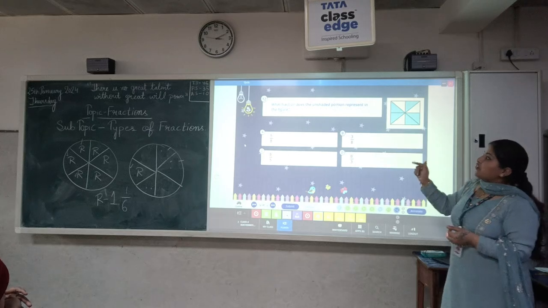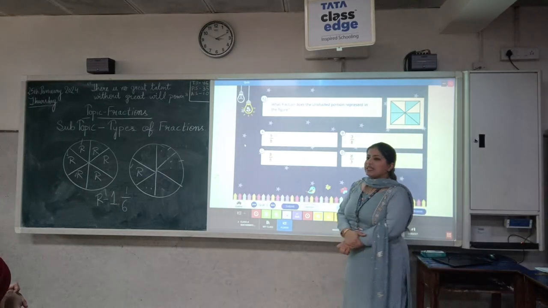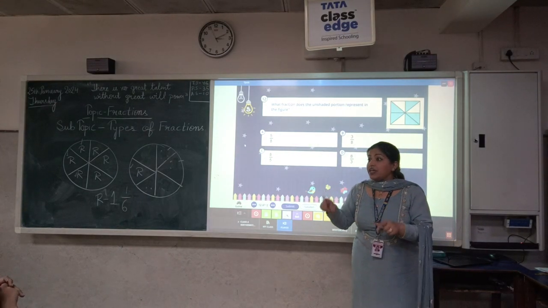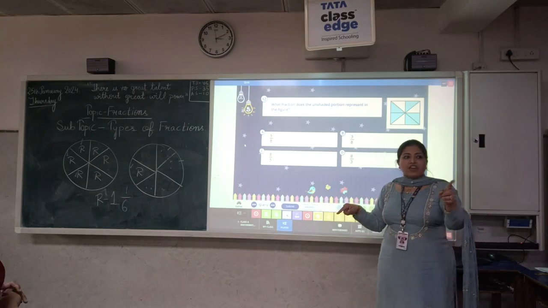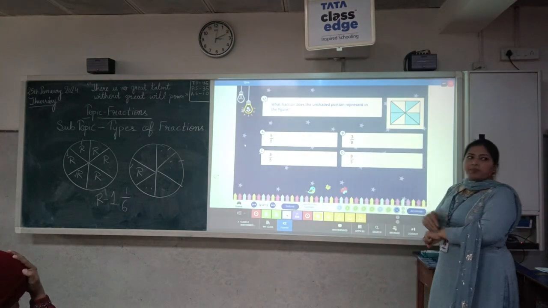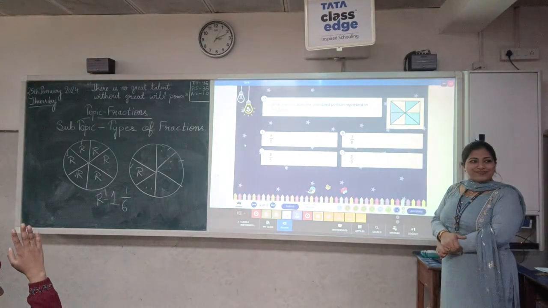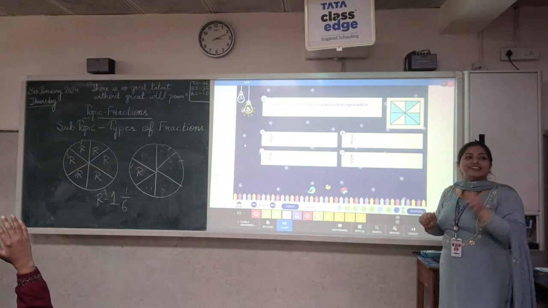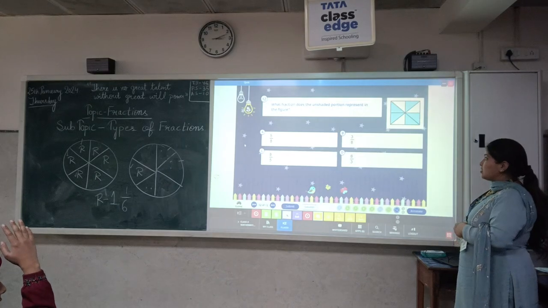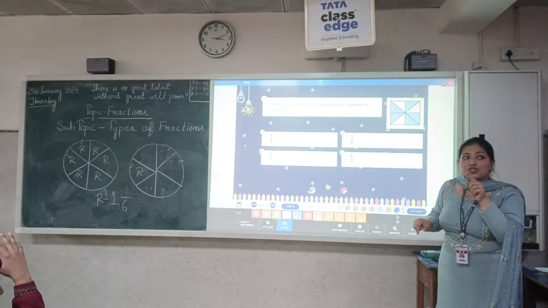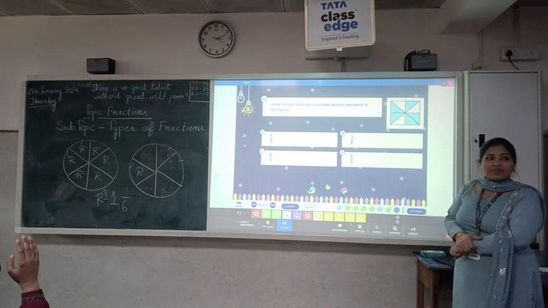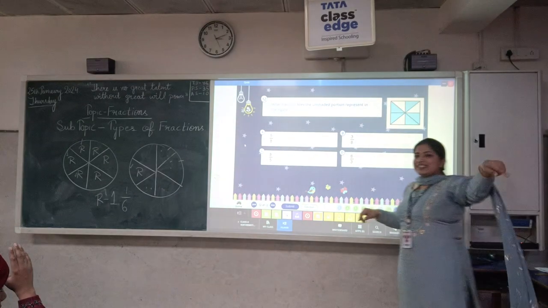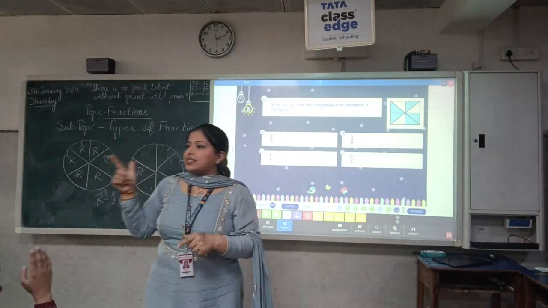What fraction does the unshaded portion represent in the figure? Unshaded portion. Remember, listen to the question carefully. Yes, Anveshi. What is the answer of unshaded portion? Quickly tell me. No, don't speak the answer. Wait for your turn. Five upon eight. No, I am saying unshaded portion. Listen to the question carefully. 5 is the shaded one. No, listen. Okay, let's give the chance to another child.